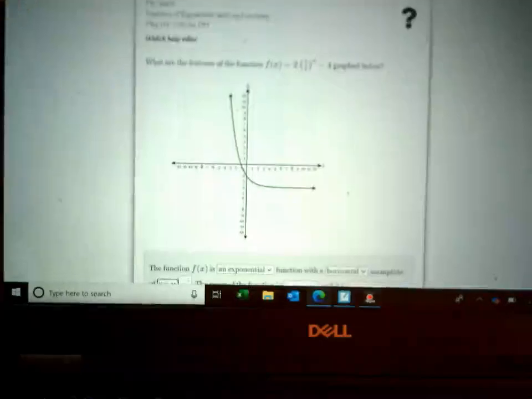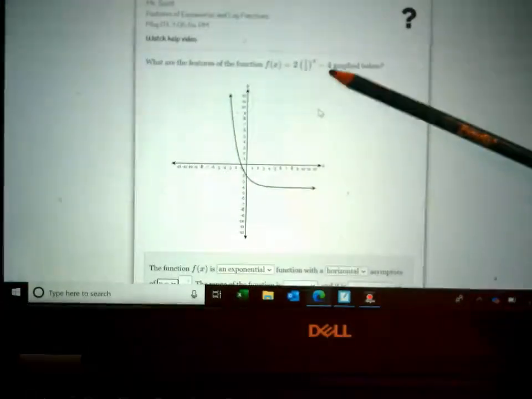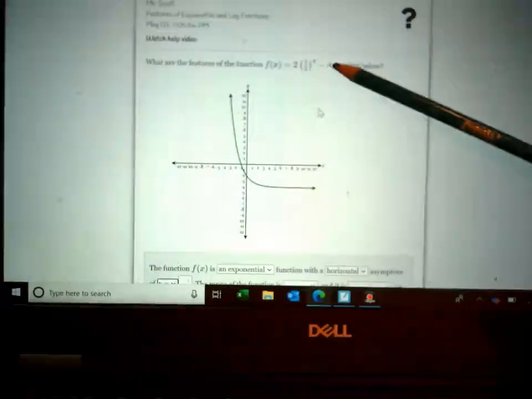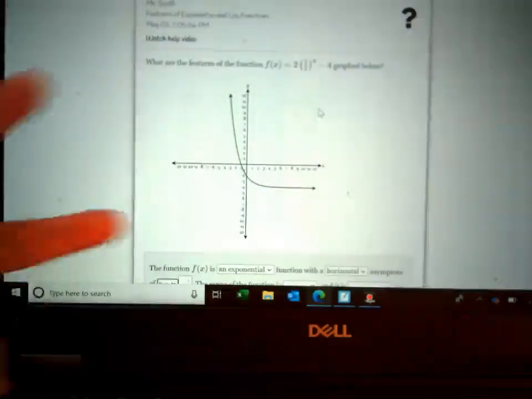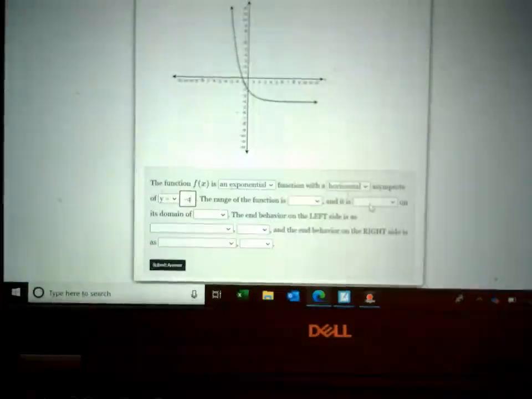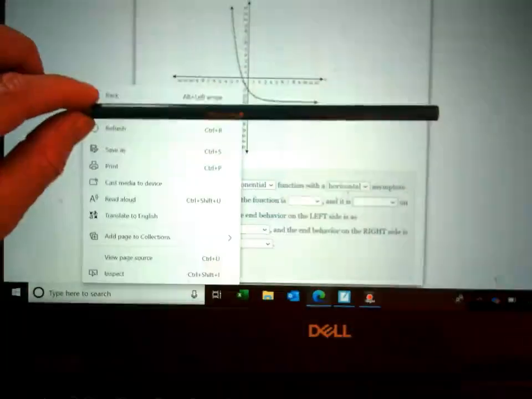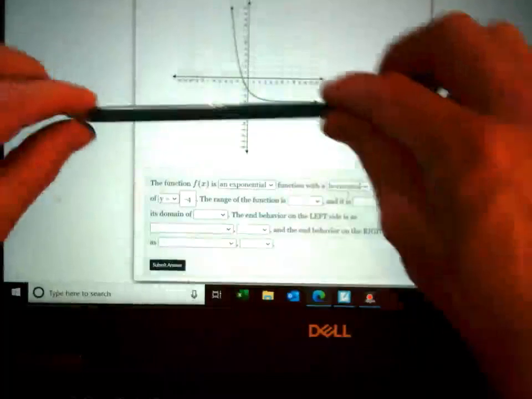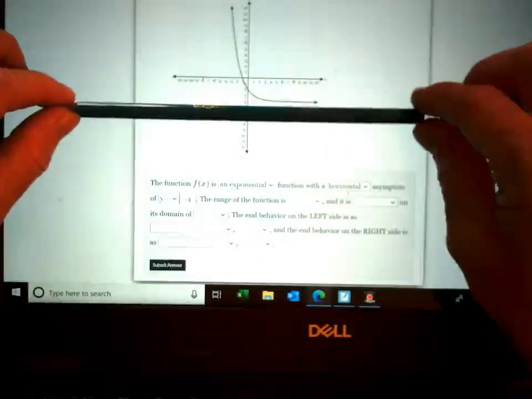So let's look up. You'll see right here a -4 on the outside of the parentheses. That becomes the horizontal asymptote. So we'll come down and type in -4 as the horizontal asymptote, which is going to be a line that's right there. For those of you that are curious what that would look like, there's a line that would be coming right through here, which would be our asymptote.